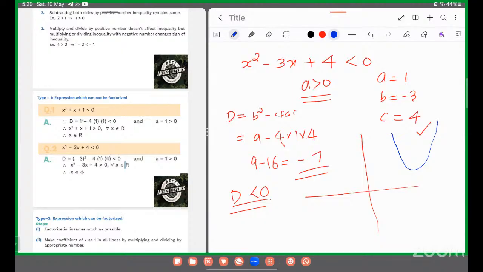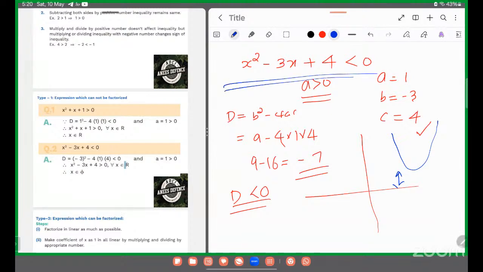It is not true, because x square minus 3x plus 4 less than 0 means the value of y should always be less than 0. The graph should be below the x-axis. But the graph is already above the x-axis. That means for all cases the value of y is positive. So this statement is wrong. For any value of x, you will not be able to satisfy this condition.